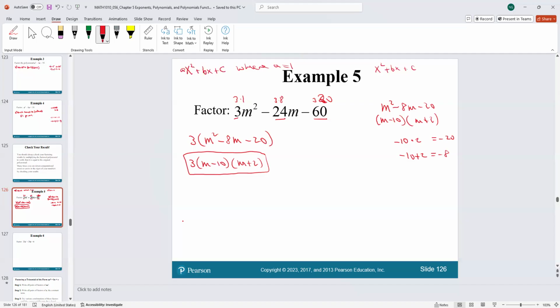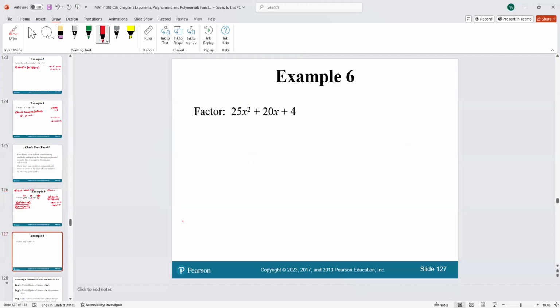But now what we're going to do is try to factor trinomials of the form ax squared plus bx plus c, where a is not equal to 1. Even though you try, you see there is no common factor among these four. Of course, 20 and 4 have common factor 4, 25 and 20 have common factor 5, but 25 and 4 have no common factor. So we cannot factor out, right?